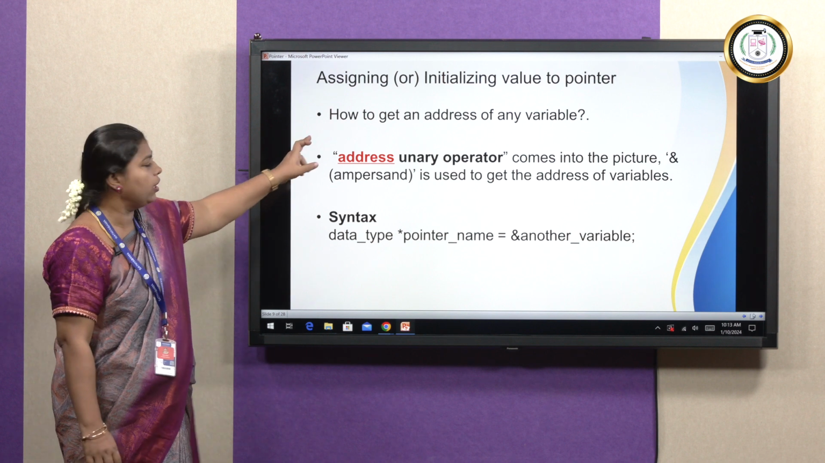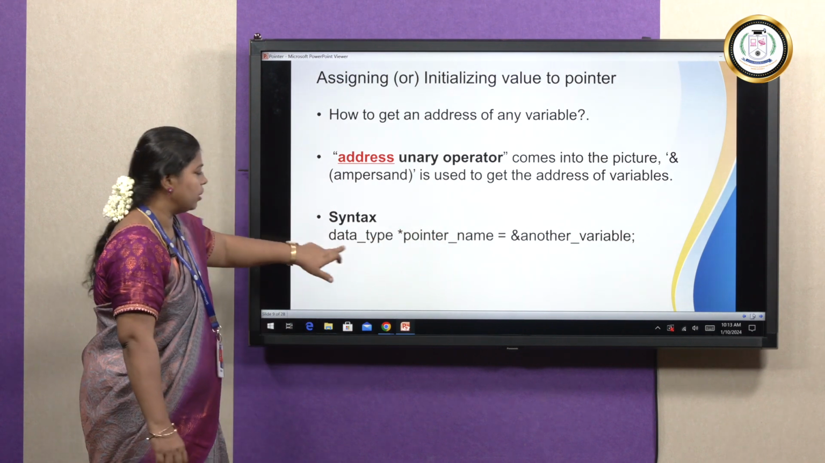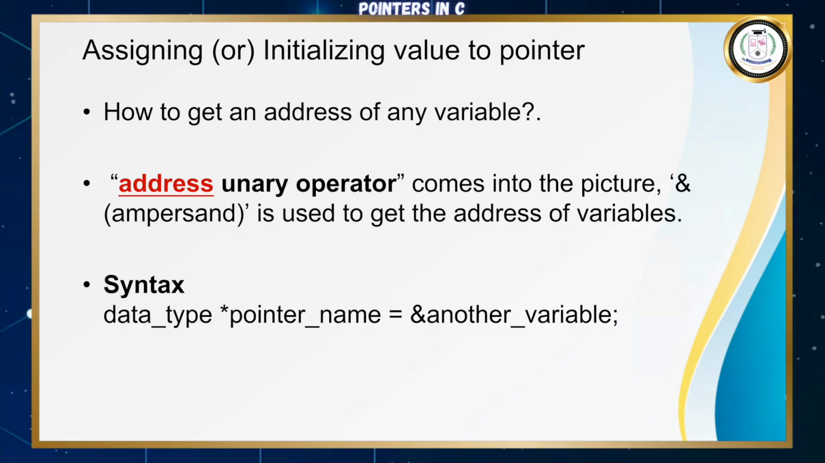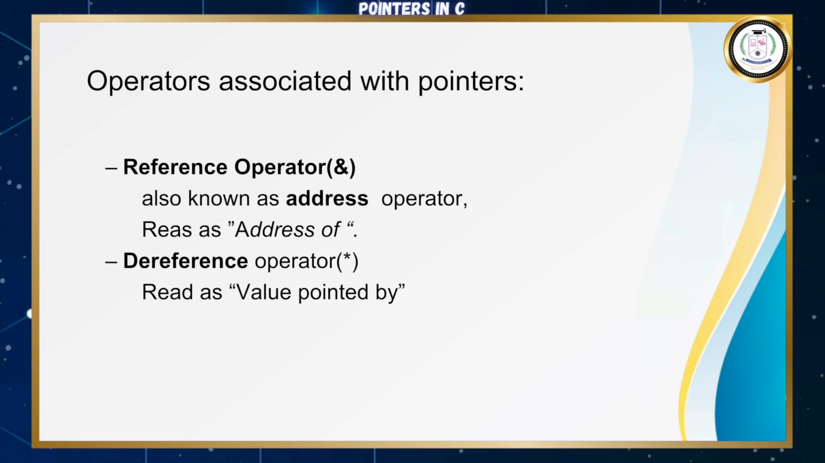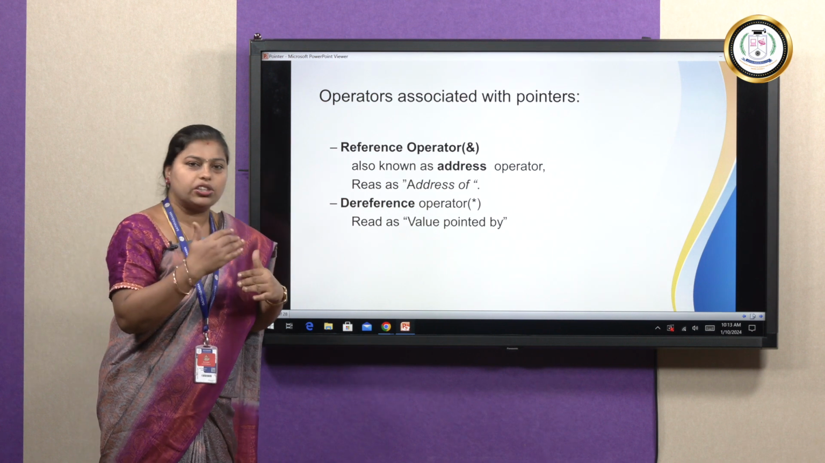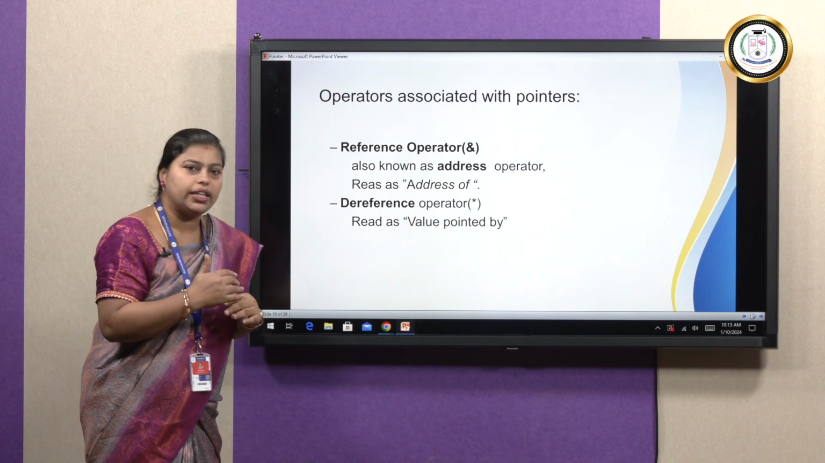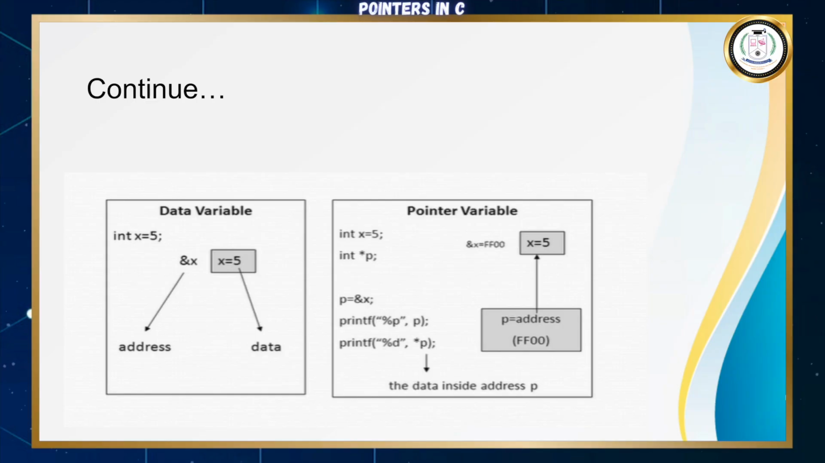And then how to assign the value to the pointer variable? By using the unary operator ampersand. The normal syntax will be data type star pointer name equal ampersand another variable name. And what are the operators associated with the pointer? There are two unary operators: one is ampersand, another one is star. Ampersand is used for the address of the variable, and star, asterisk, is used for value at the address. So this one is the data variable and another one will be the pointer variable.